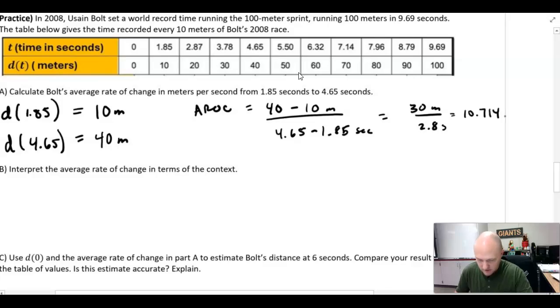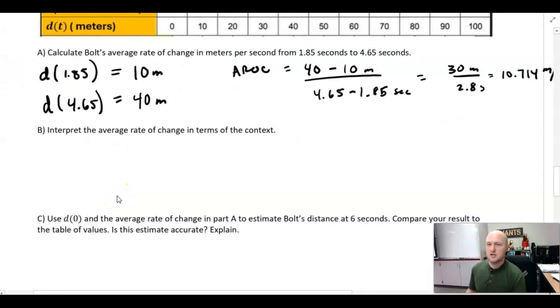Rounded to 3 decimal places. Always 3 decimal places for AP, rounded or truncated. I like to tell my students round correctly. We get 10.714 meters per second. Okay, B, we're going to interpret the average rate of change in terms of context. If you haven't done this, please pause, and then I'll go over the context here.